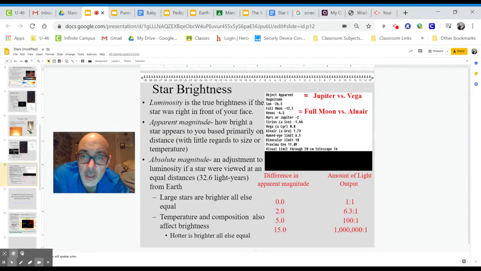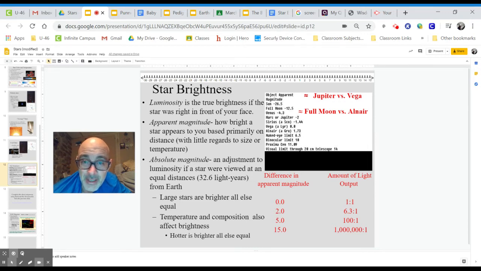Hey everybody, today's focus is going to be star brightness. If you did what you were supposed to have done, you would have learned in the last several slides that star size is the primary factor that determines star temperature, and star temperature then influences star color.